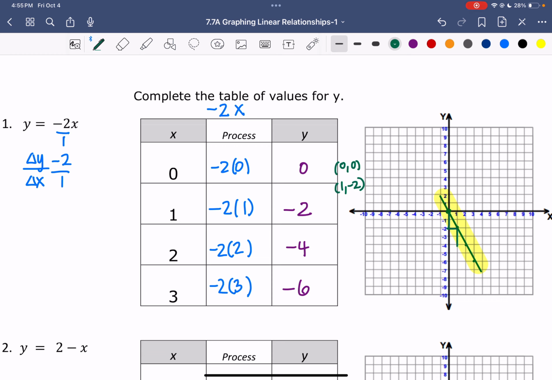You're going to go down 2, which is your change in y. And then your horizontal change is 1. Your vertical change would be negative 2. And then your horizontal change, or change in x. So it's negative 2 is your change in y. And then your change in x is 1. And if you notice, every time I went down 2, I went over 1, down 2 over 1, meaning my change in y, I'm going down, and then my change in x, I'm going to the right.